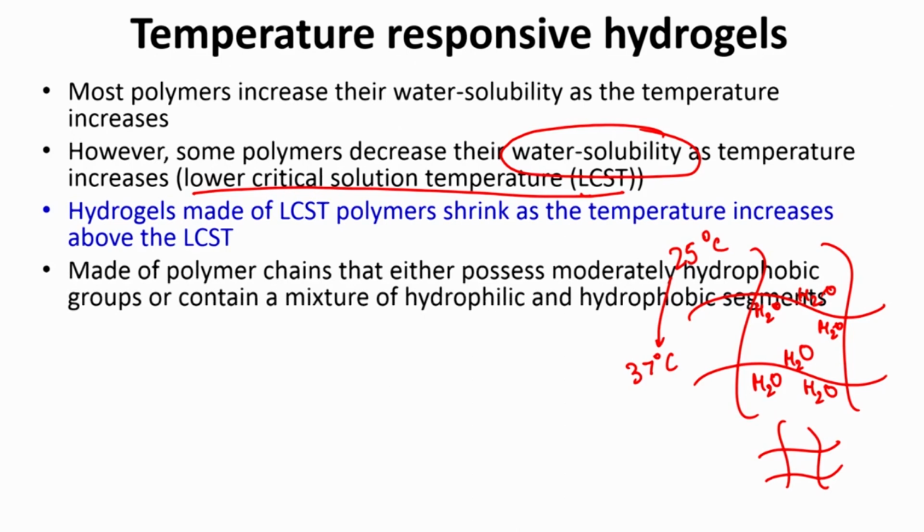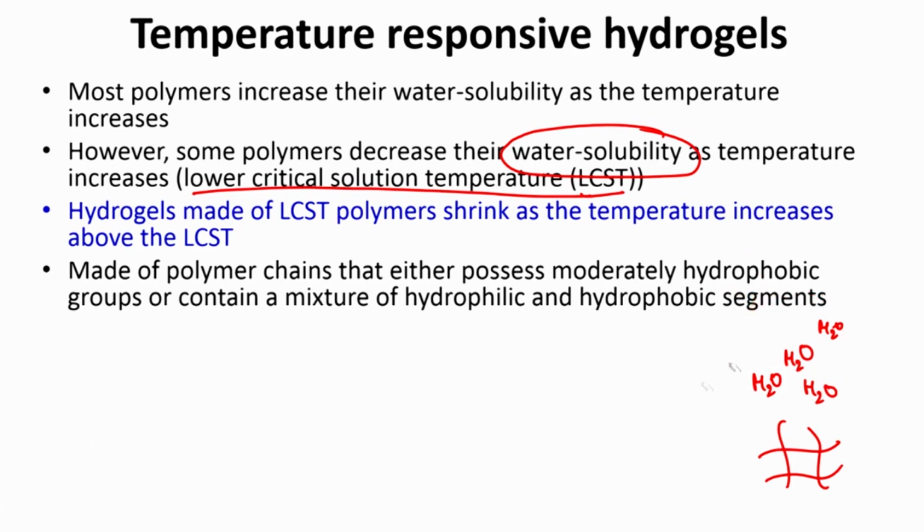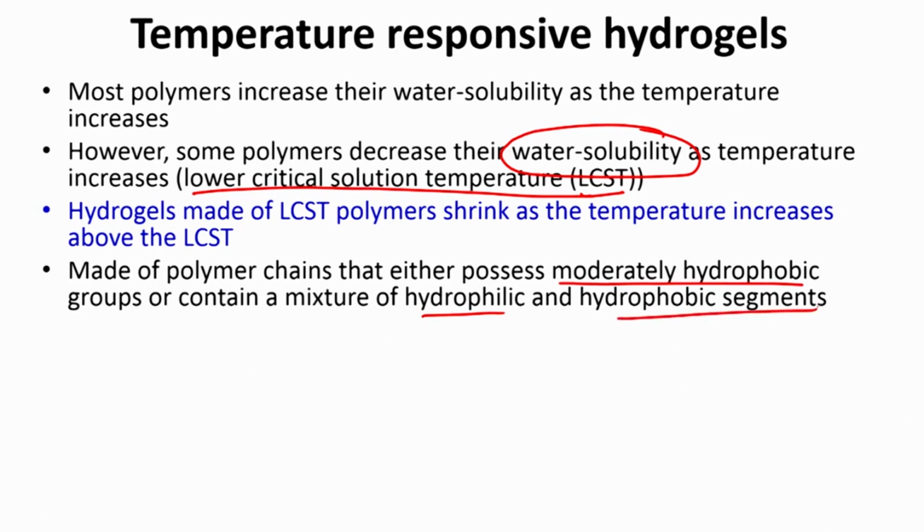So, these are typically made from chains which are moderately hydrophobic. They can't be extremely hydrophobic, because in that case it is not a hydrogel. Remember, a hydrogel is something that is extremely hydrophilic, but these particular hydrogels are made with something moderately hydrophobic, and hence they contain a mixture of hydrophilic and hydrophobic segments.